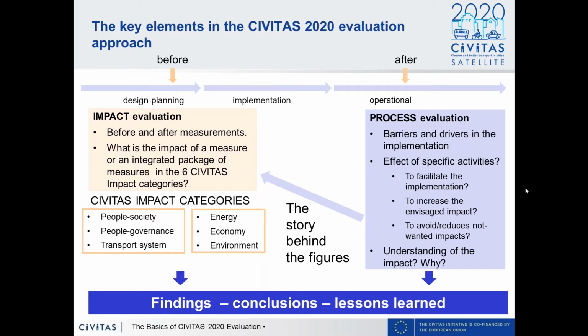Jose? Yes, thank you. I was wondering, first, when you're talking about the measures, and you say that it would be interesting to understand the interaction with other measures, are you thinking about measures within the same project or other measures with other CIVITAS projects? Yeah, that's important to understand, both types of measures are there.